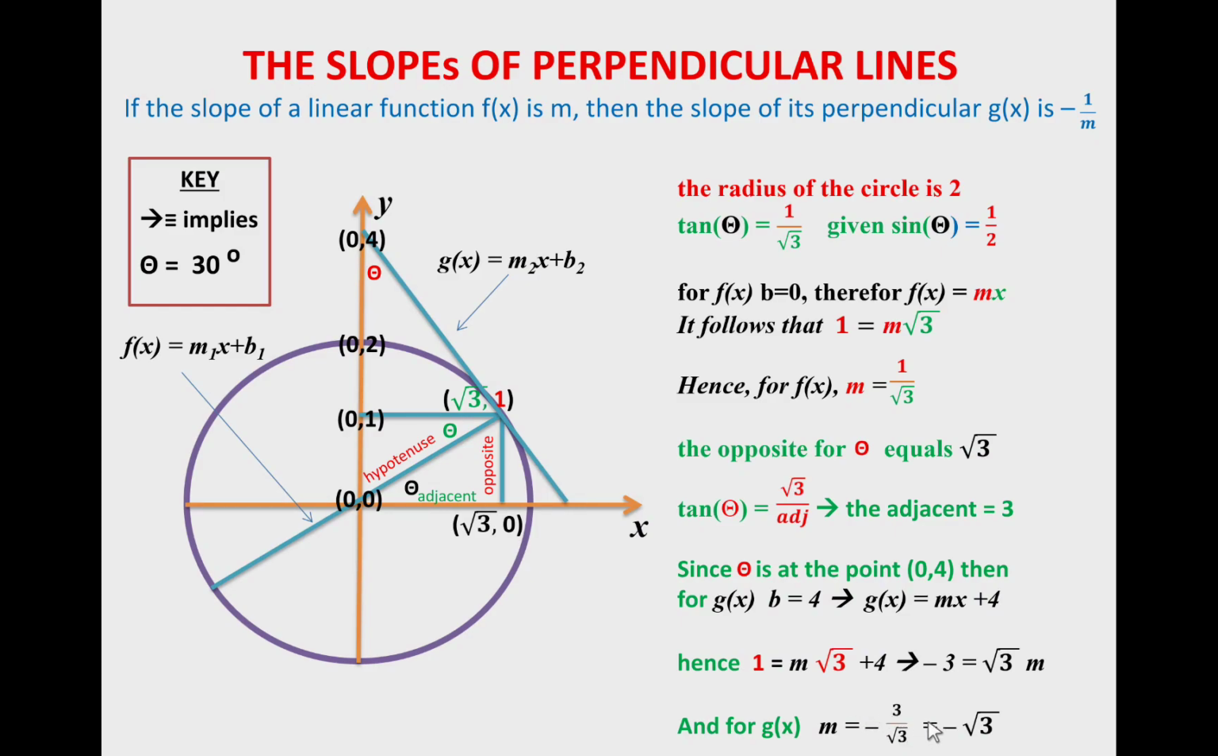And we could reduce that to negative square root of 3. And we just said that the negative square root of 3 satisfies the hypothesis. Our hypothesis: we assumed m to be equal to 1 over square root of 3, and we said that the slope of the perpendicular will be the negative of the reciprocal. So the reciprocal of this is square root of 3, and it's negative square root of 3 over here. So that proves the theory.